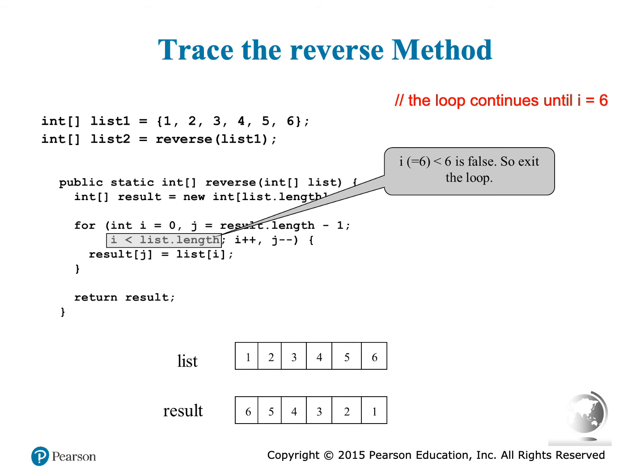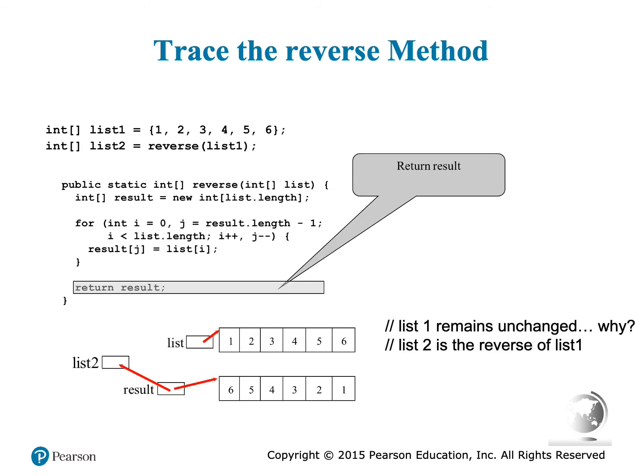The loop continues until I equals 6. At this point, I less than 6 evaluates to false, and the loop terminates. The reference to result is returned to the calling method, which stores it in the array reference variable list2. List1 remains unchanged, and list2 contains the reverse of list1.